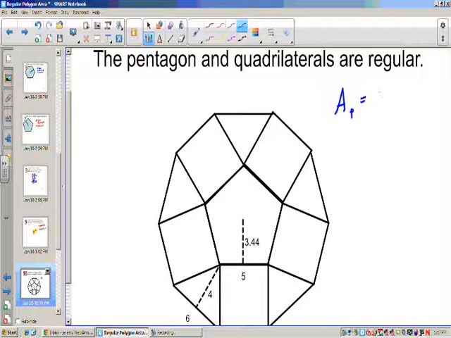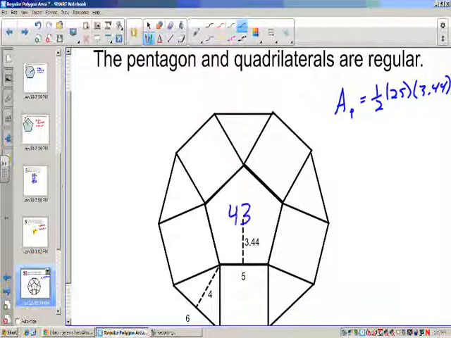let's say area of the pentagon, I'll have 1/2 times 5 times 5, which is 25, times 3.44. So 25 divided by 2 times 3.44, and that has an area of 43. So in the middle, it has an area of 43.